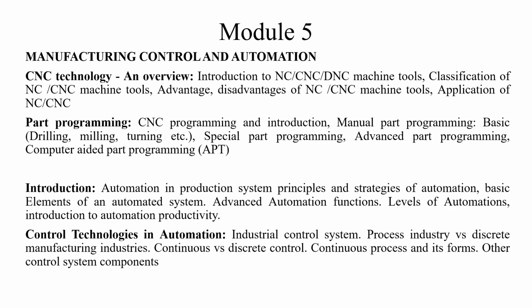and we will also discuss programming, CNC programming, like G codes, M codes, for different machines like drilling, milling, turning, and we'll discuss the automation in production systems, and basic elements of automated systems, and industrial control system, process industry versus discrete manufacturing industries, and we'll discuss the difference of this continuous and discrete control, okay, and various other topics.